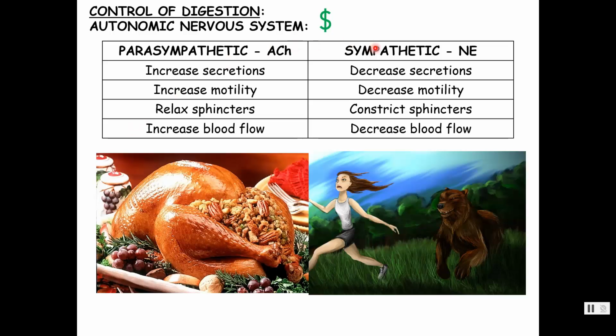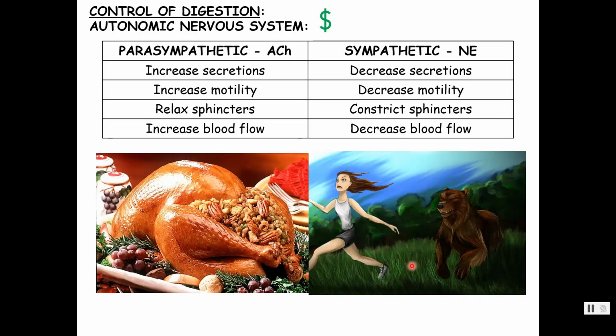What inhibits digestion is over here, the sympathetic nervous system, through the release of norepinephrine. We're going to get decreased secretions into the tube, decreased motility, and then the sphincters are going to constrict and basically keep the food wherever it is in the digestive tract, and of course decrease blood flow.